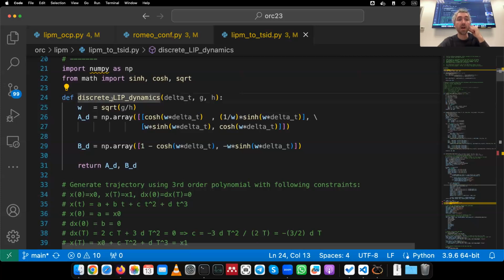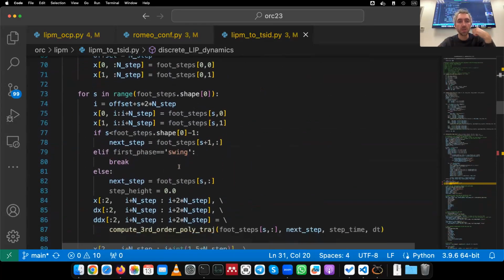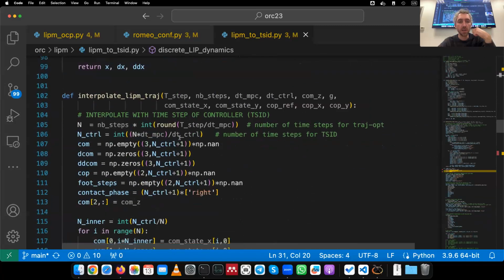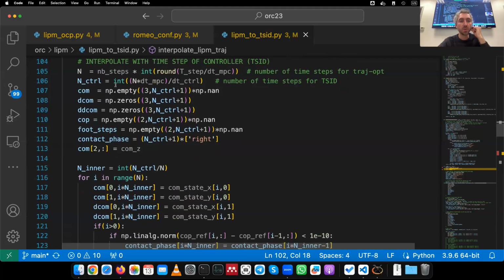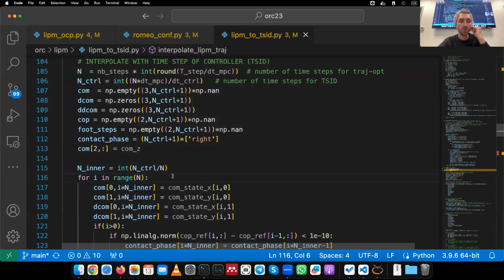This is a simple function evaluating the dynamics of the LIPM in discrete time. It's just an implementation of the expression we saw in the slide with the hyperbolic sines and cosines. And then we have this interpolate LIPM trajectory, which does a for loop.